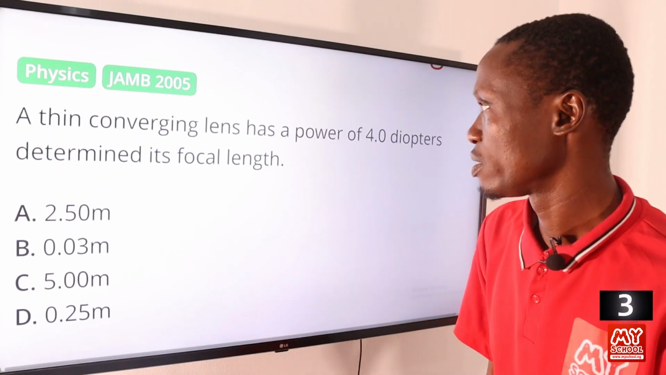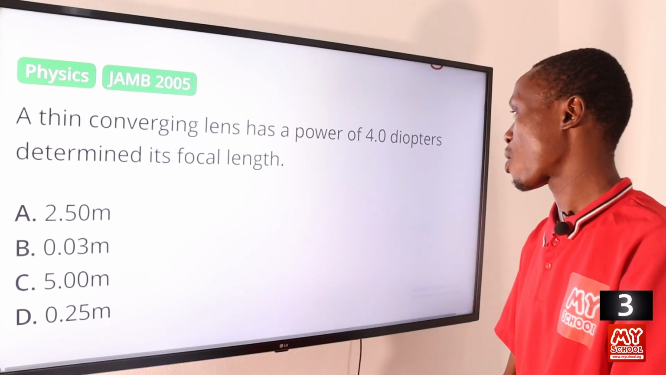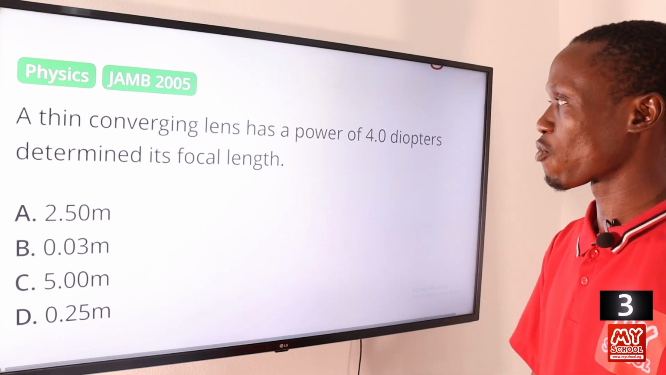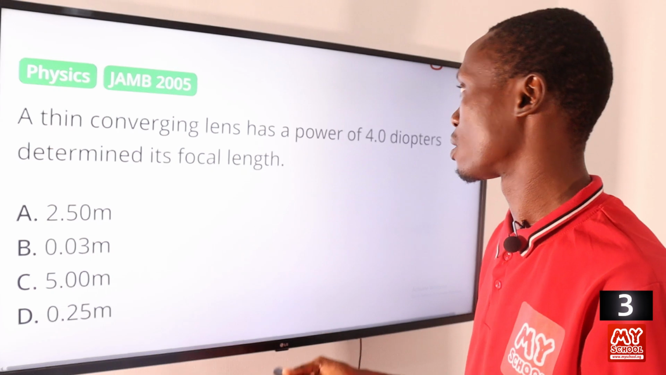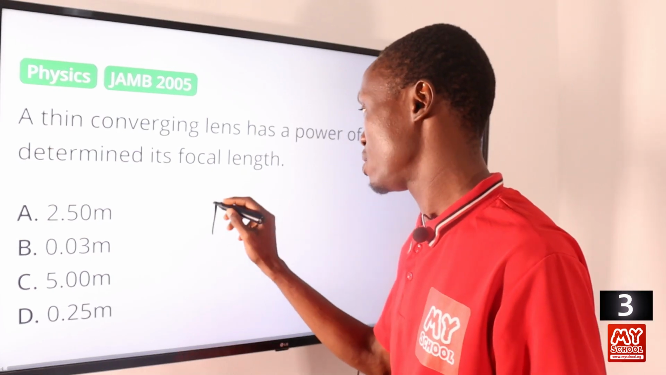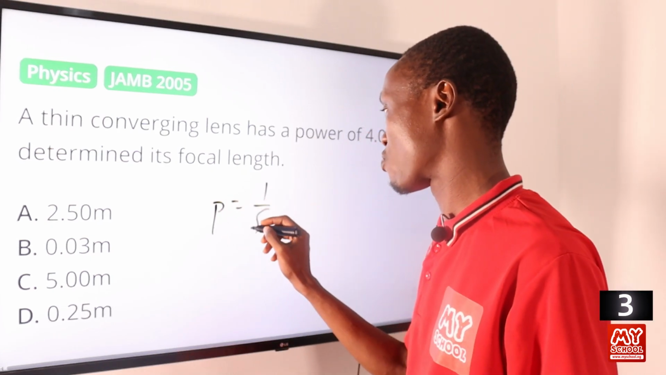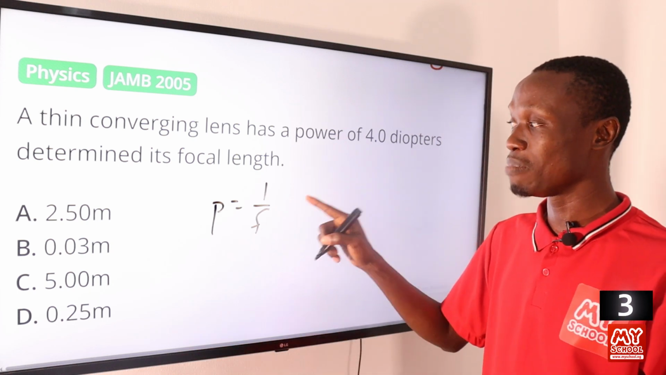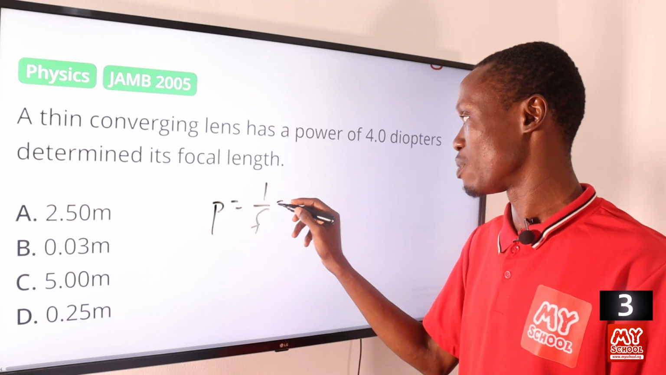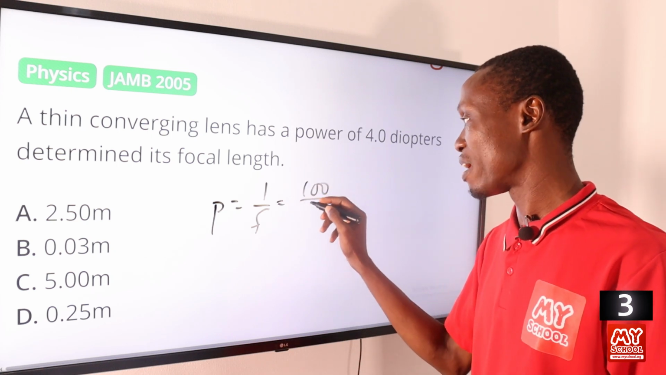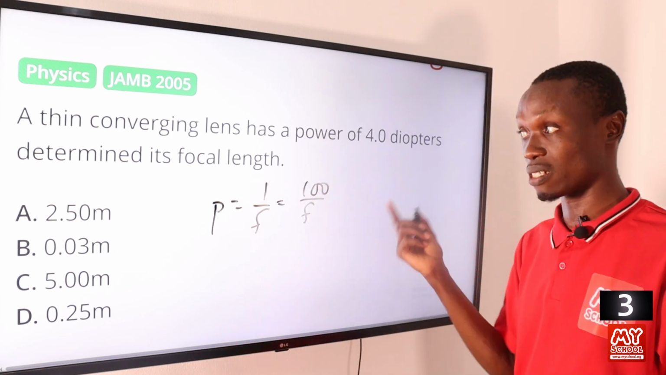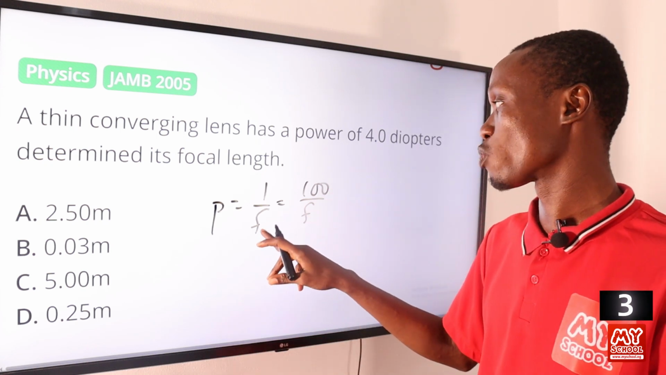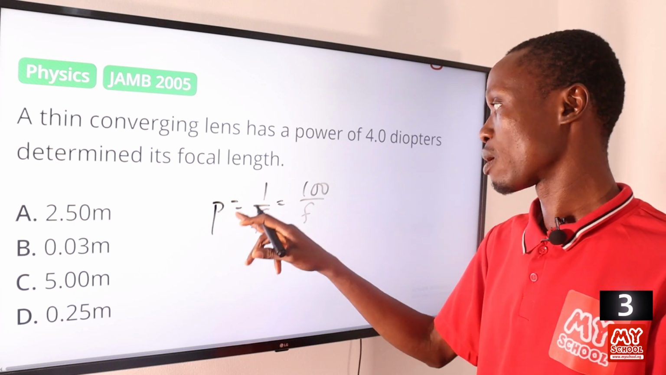Question 3. A thin converging lens has a power of 4.0 diopters. Determine its focal length. Remember that the power of lens is given as P is equals to 1 all over focal length. But here the focal length must be in meters. But if it's not in meters, then you'll be having 100 over F, indicating that this F is in centimeter. But in this question we are asked to calculate for the focal length, so we just switch position with the power of the lens.